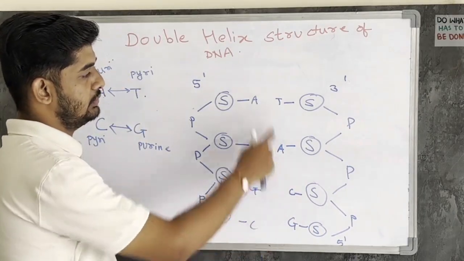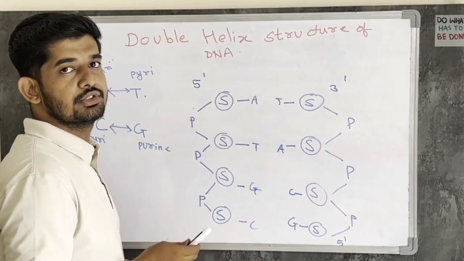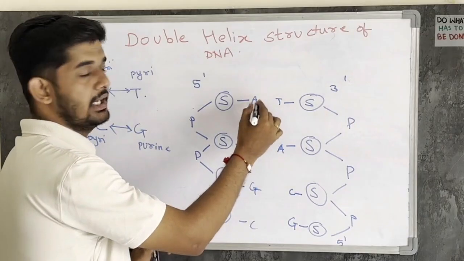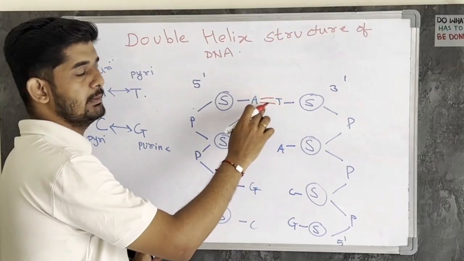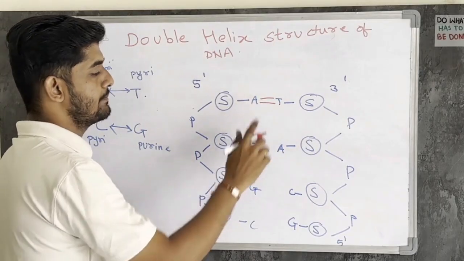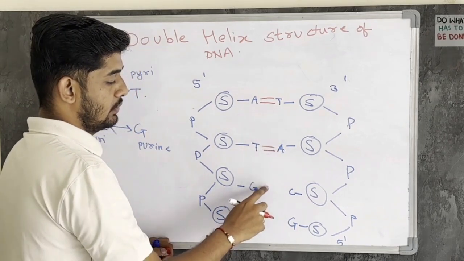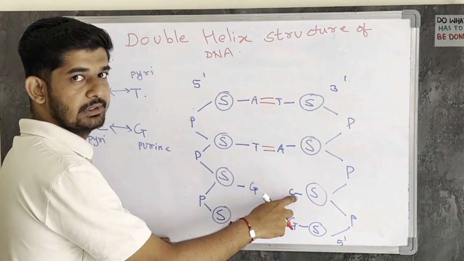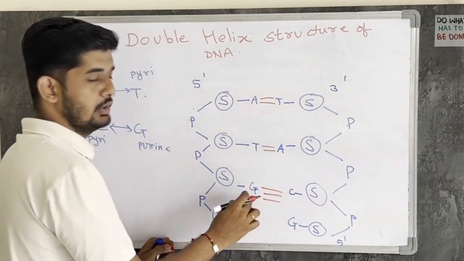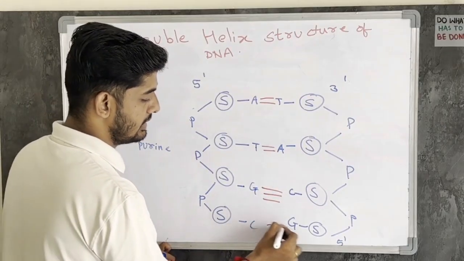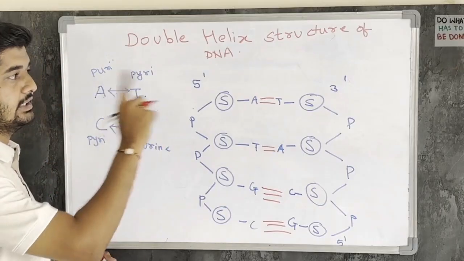Now these nitrogen bases are attached to each other with the help of hydrogen bonds. The hydrogen bond between adenine and thymine is a double bond. Adenine pairs with thymine with the help of a double bond. So A double bond T. Similarly, thymine will also form a double bond with adenine. Now guanine and cytosine have a hydrogen bond of triple bond nature. The bond between guanine and cytosine will be of 3 types, and similarly here also. So these are some of the features of the DNA double helix model.